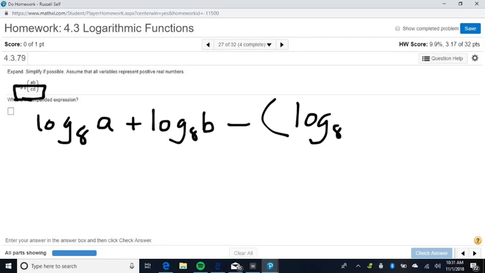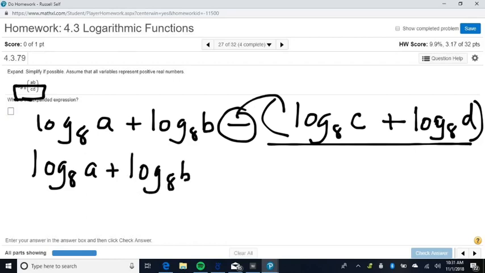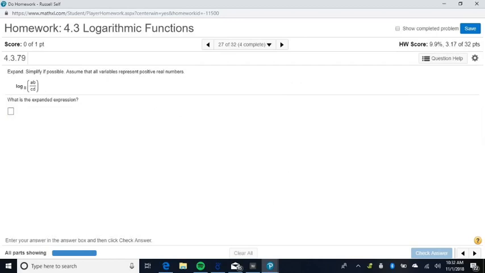So log base 8 of C plus log base 8 of D. But I have this minus in front of this parentheses. So what that's going to do is it's going to change the sign of the terms inside. It won't affect these at all. Right? Minus a positive becomes negative log base 8 of C. Minus a positive becomes minus log base 8 of D. Okay? I'll just show you the completed answer.